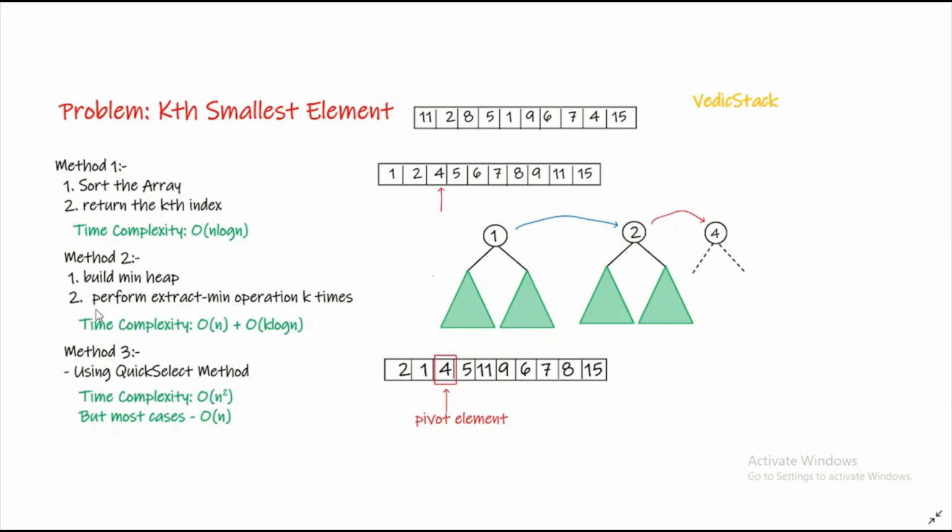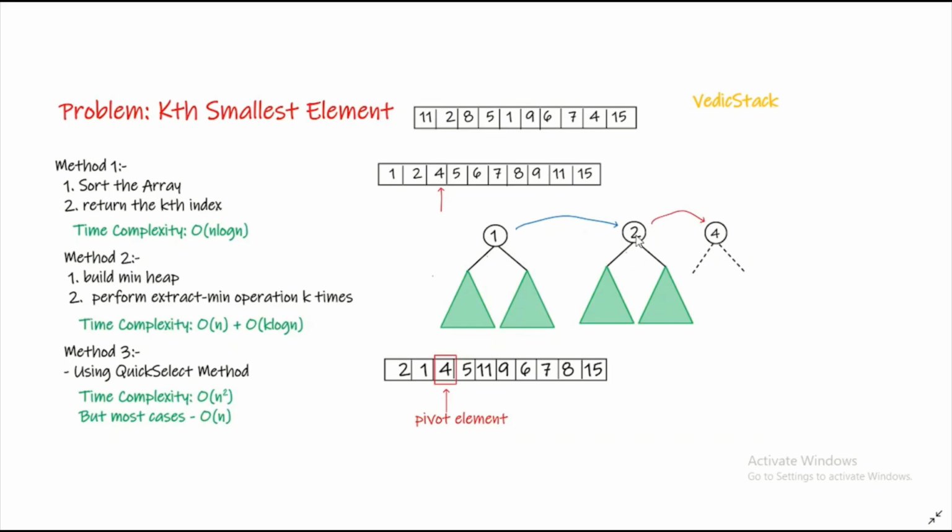In method 2, we build a min heap, which takes order of n time complexity. And we know that a min heap contains the minimum element at the top. So if we perform the extract min operation k times, then we are going to have the kth smallest element. For example, if we build the min heap of this unsorted array, we are going to get 1 at the top, which is the minimum. When we perform the extract min operation, 1 will be deleted and it will perform heapification. After the heapify method is called, the second smallest element will come at the top.